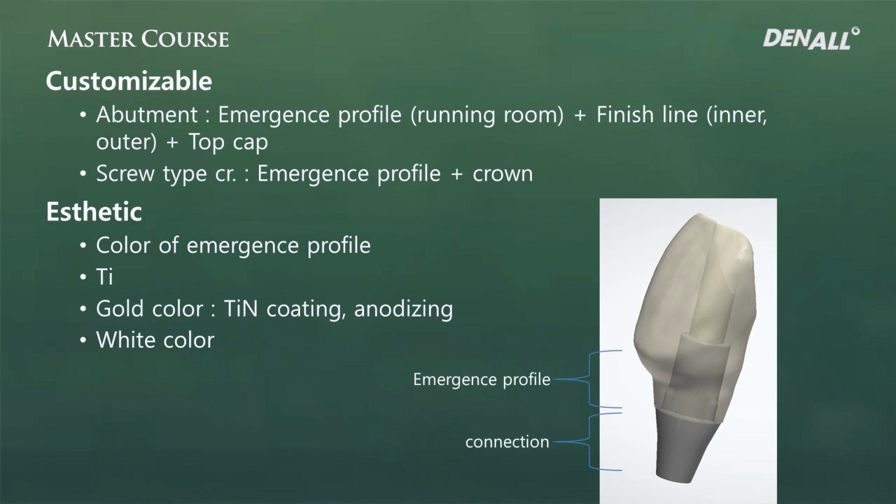So titanium color or metal color being exposed, if it's a thick biotype, the metal color is not a problem. But if it's a problem, sometimes you give a gold color with a titanium coating or through anodizing. Then you can have a gold color, and sometimes you do it with a white color, a zirconia abutment or porcelain, in other words, can be used.